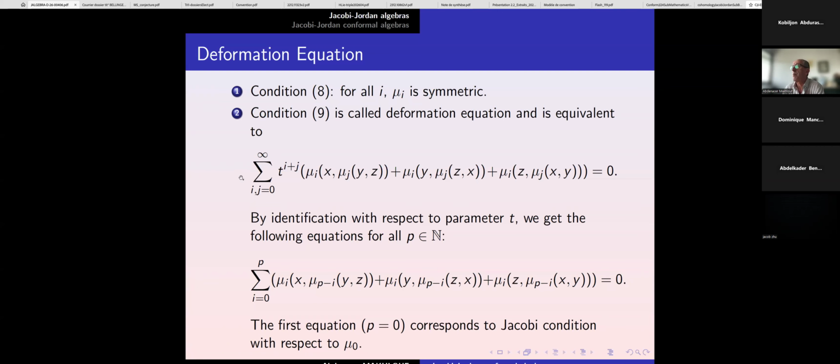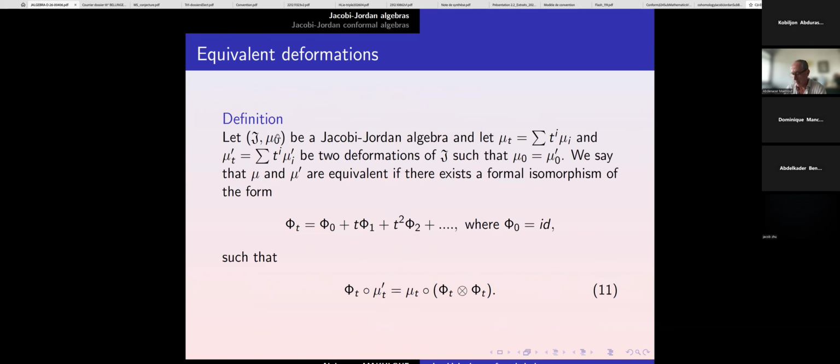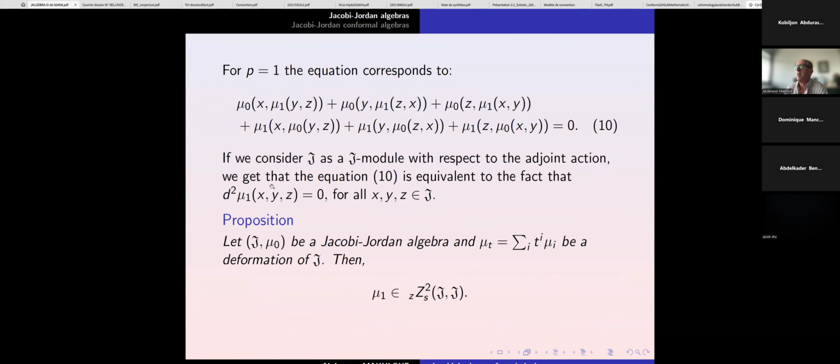And the Jacobi condition can be rewritten in this way here. And now we can identify the coefficients of t^p and get an infinite family of equations with respect to this p. Then for p equals 0, we get the Jacobi condition with respect to mu 0. Now, what about p equals 1? Then for p equals 1, we get this condition, and this condition just means that d2 with respect to the zigzag cohomology of mu 1 is 0.